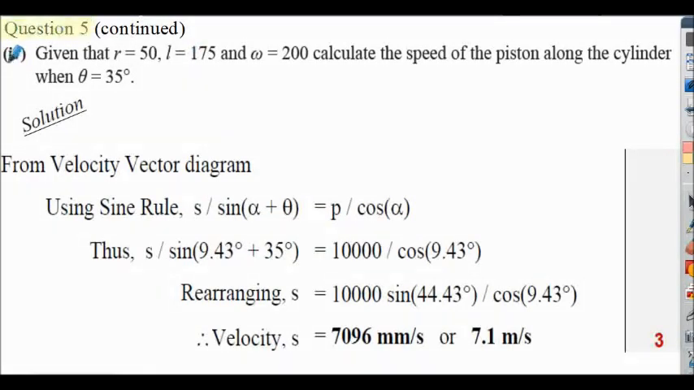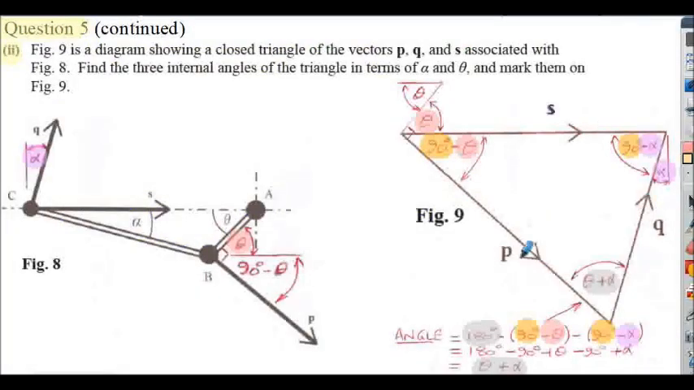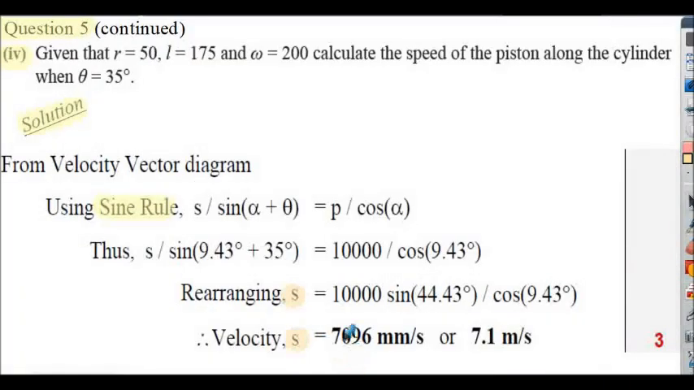Question 5, part 4 continued. We now use the sine rule to calculate the value of S. We're referring back to this diagram here within our calculations. Velocity S evaluates to be 7,096 millimeters per second, or approximately 7.1 meters per second.